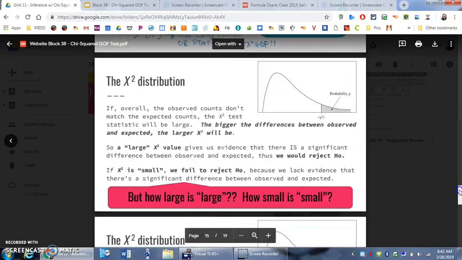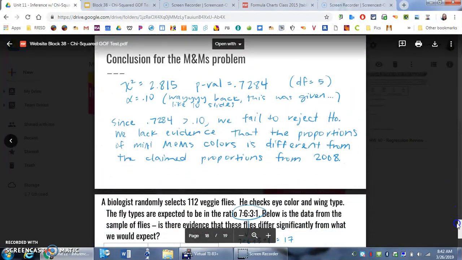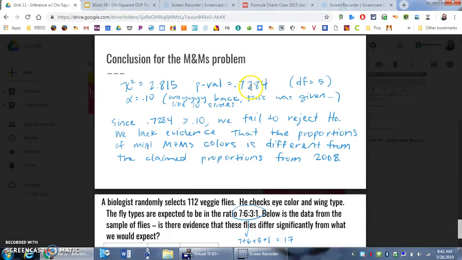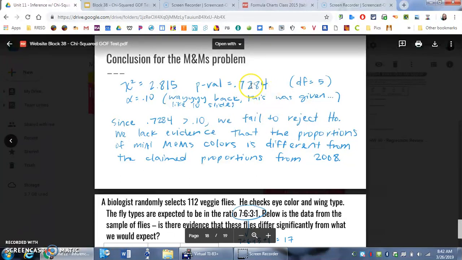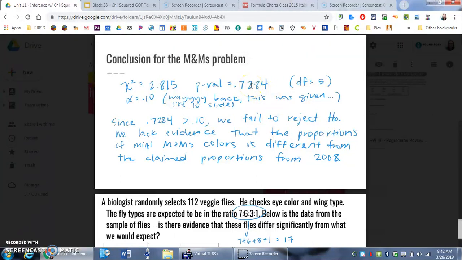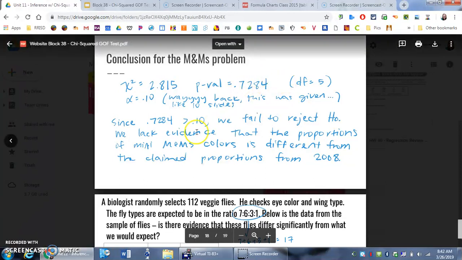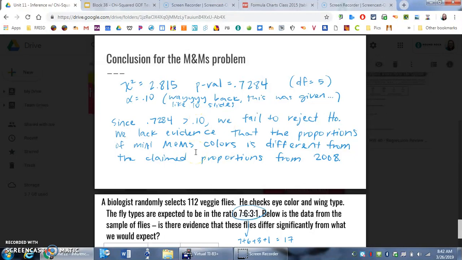If we had a new calculator and used it to find our p-value, chi-squared GOF on that newer calculator will give you the p-value. It is 0.7284, so obviously greater than 0.25. Since it's greater than our alpha of 0.10, we fail to reject the null. So we don't have to know exactly what it is to write a conclusion. If we know that it's greater than 0.25, then we know that it's greater than our alpha of 0.10, and we can make that conclusion from there.